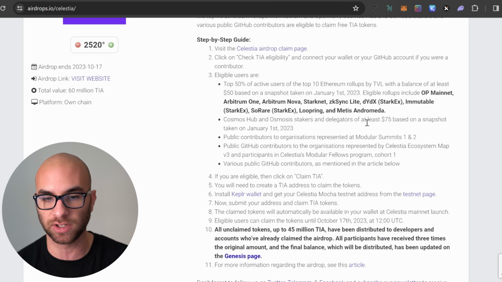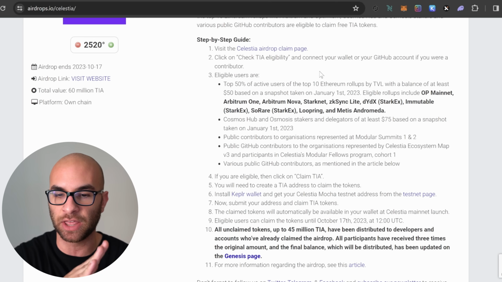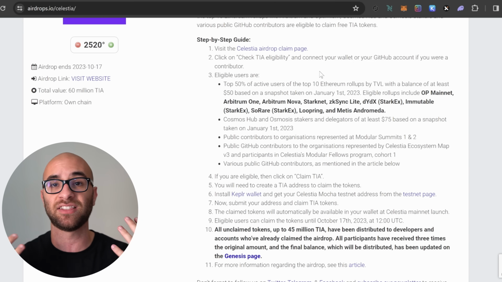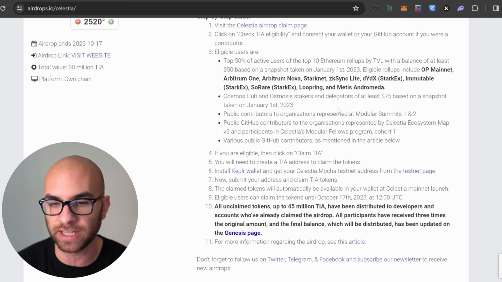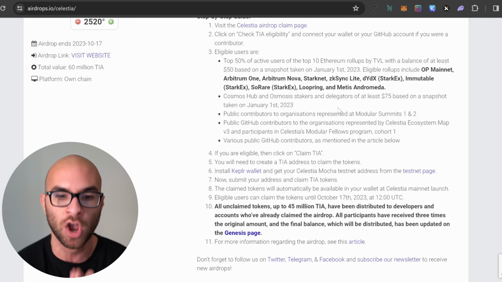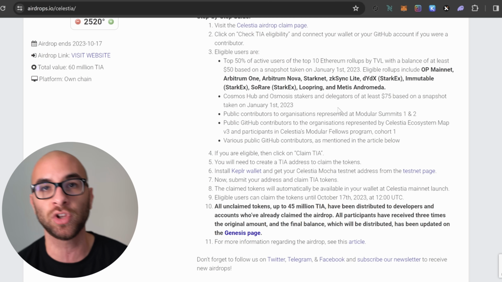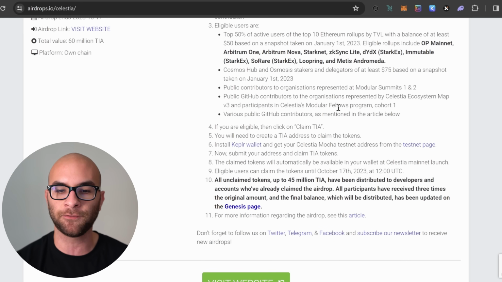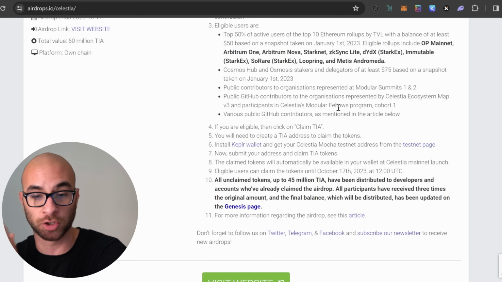So when it comes to the actual Celestia token, guys, they were looking for the top 50% of active users of the top 10 Ethereum rollups by TVL, and that's because Celestia is really designed for these different rollups and L2s on Ethereum. They were also looking to see if you had at least $75 worth of Osmosis stakers and delegators in the Cosmos Hub. So they were looking for people that had Osmo. They were also looking for some public contributors, people that were adding to their GitHub, and various other GitHub contributors mentioned in the article below. So this is what Celestia looked for. They were looking for around that $75 mark, as well as some of these other things that I brought up.